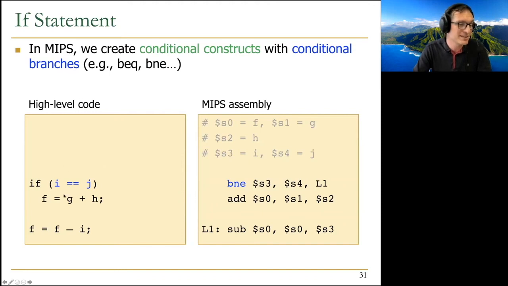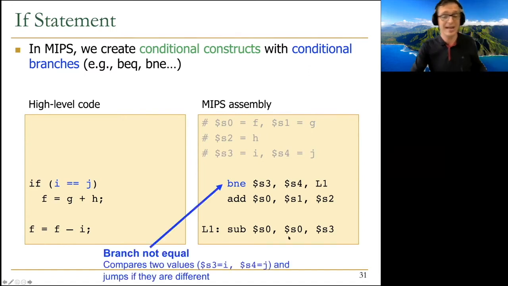One way of programming this in MIPS is, basically, we branch if not equal on $s3 and $s4. Basically, we check if $s3 and $s4 are not equal, and assume that $s3 and $s4 contain i and j. And if they're not equal, we skip the add. That's what this instruction says, right? We go to L1, which is the label of the next instruction. So if $s3 and $s4 are not equal, branch not equal, then go to L1. If they're equal, that means that we're going to do the add. So this is what it is, basically. It's very simple. You compare two values, and you do a branch if the two values are different.